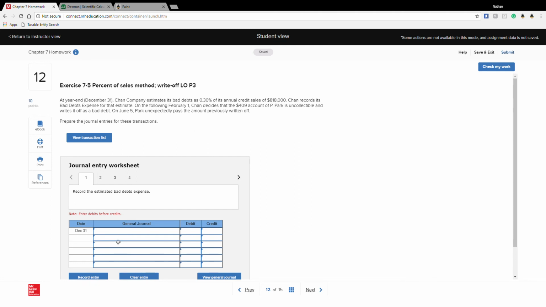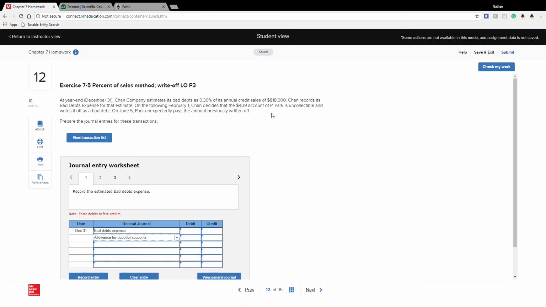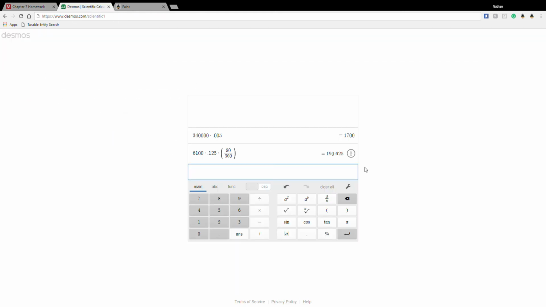So first, we record the estimate bad debt expense. So again, this is our setup of our allowance account. So bad debt expense, allowance for doubtful accounts, and we're going to do the same thing. Take how much our sales was, which was $818,000, and times it by 0.3%, which in decimal form is 0.003. Okay, so we're looking at $2,454.